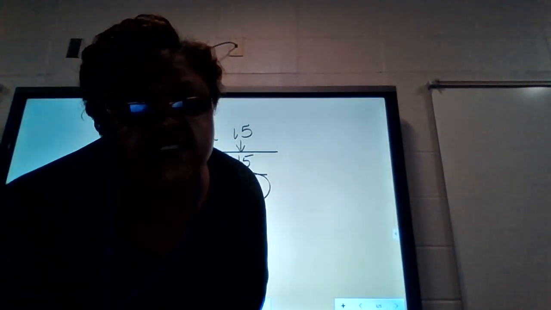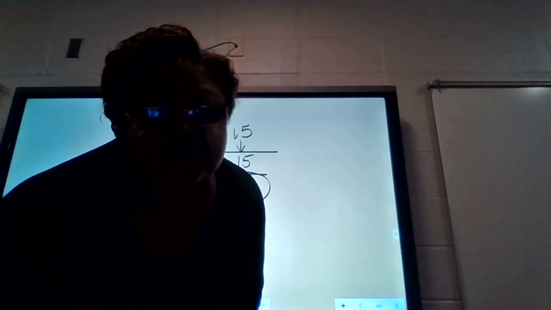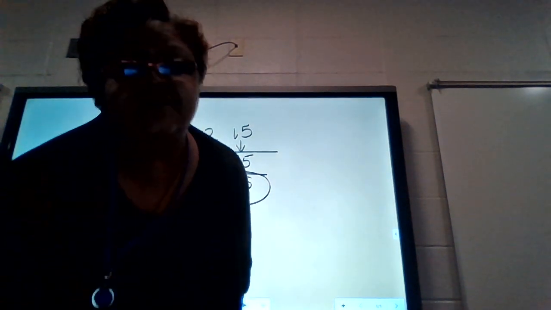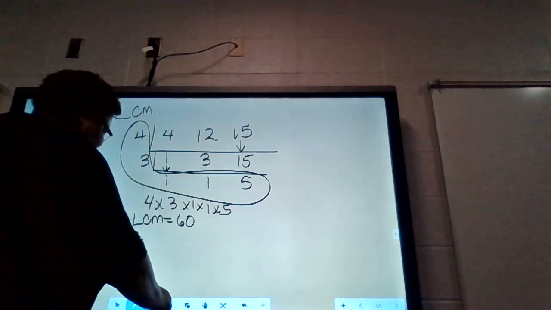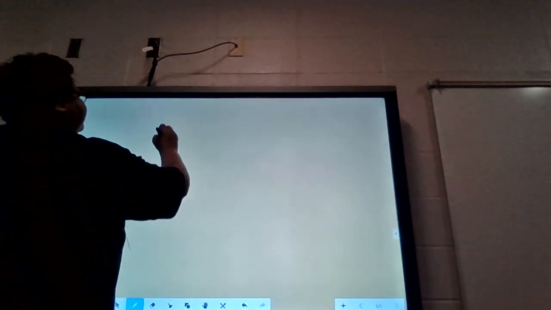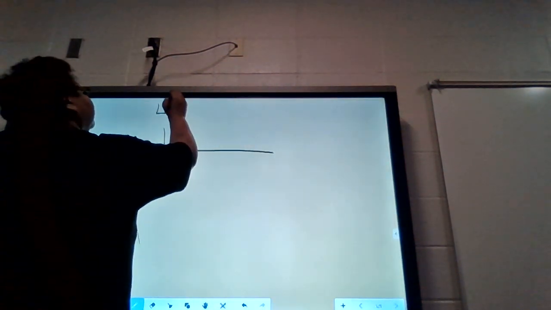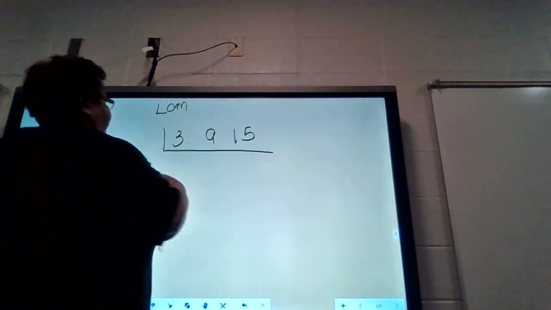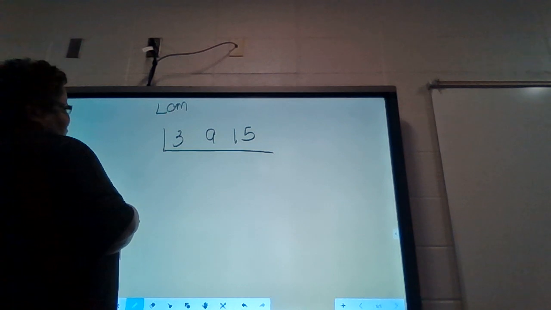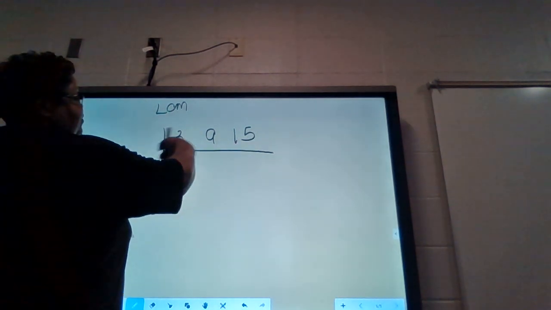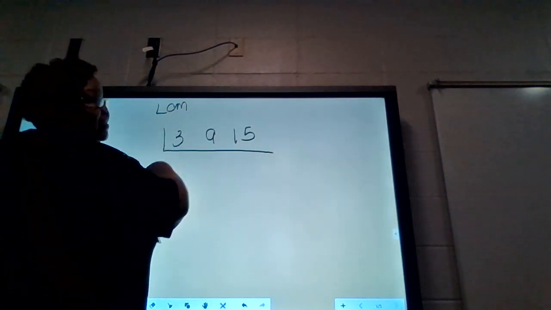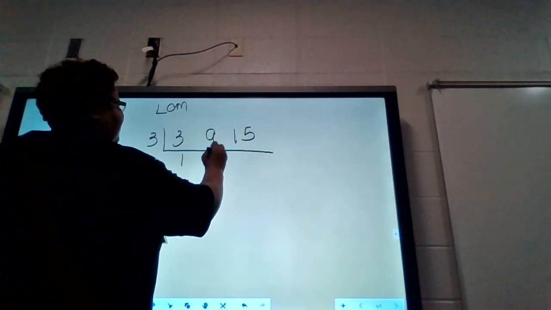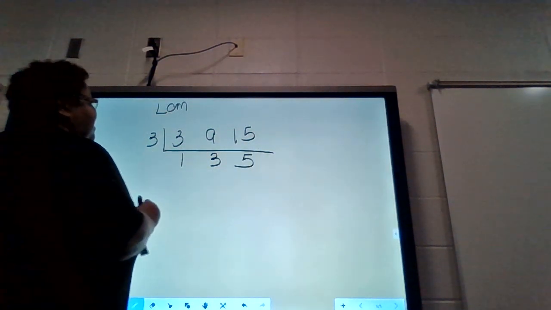Let me see where I am on my time. Okay, I got a few more minutes. Let's do another one. 3, 9, and 15. Remember, this is LCM. Bet you it's going to be 45. What goes into all 3 of these? 3. 5 plus 1 is 6, so 3 goes into 15. So 3 goes into 3 one time, 3 goes into 9 3 times, 3 goes into 15 5 times.